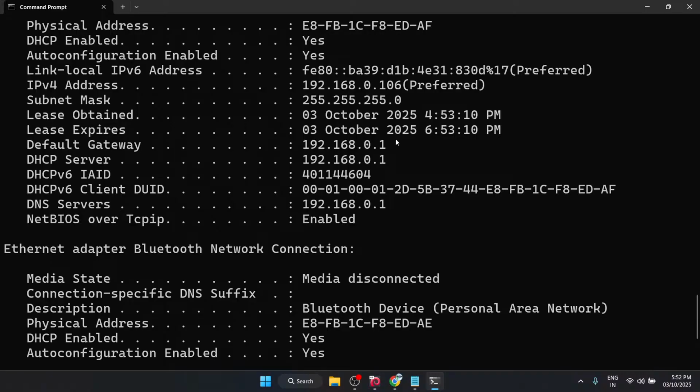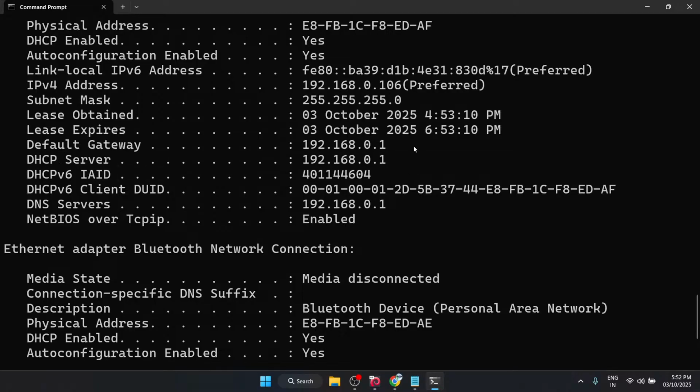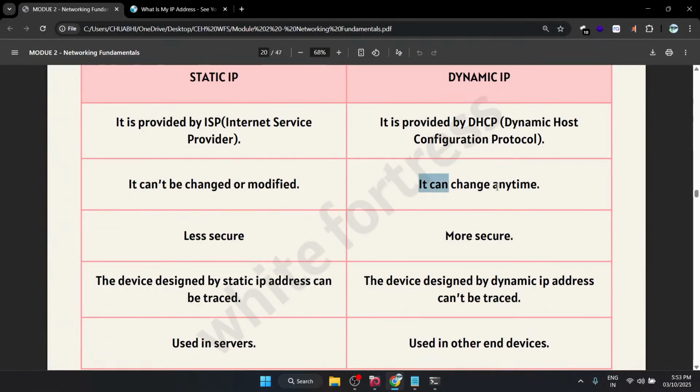So default gateway, here you can see the default gateway is my router's IP and the DHCP server is also the same, right? DHCP server is the same, default gateway is the same. That is actually my router, right? Why is it called default gateway? Because it works like a gate, like a gateway between the public and the private network. Okay, that's it. So it can change anytime.